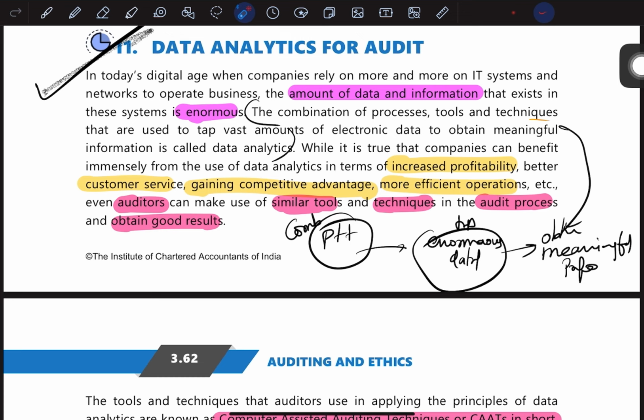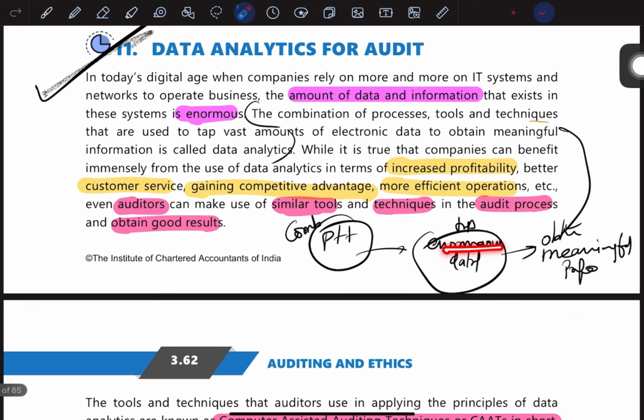So what is data analytics? Data analytics is basically the process, the tools, the techniques which are used to tap vast amount of electronic data to obtain meaningful information. So basically it's a combination of process, tools and techniques by which you're able to tap enormous data and obtain meaningful information from it.